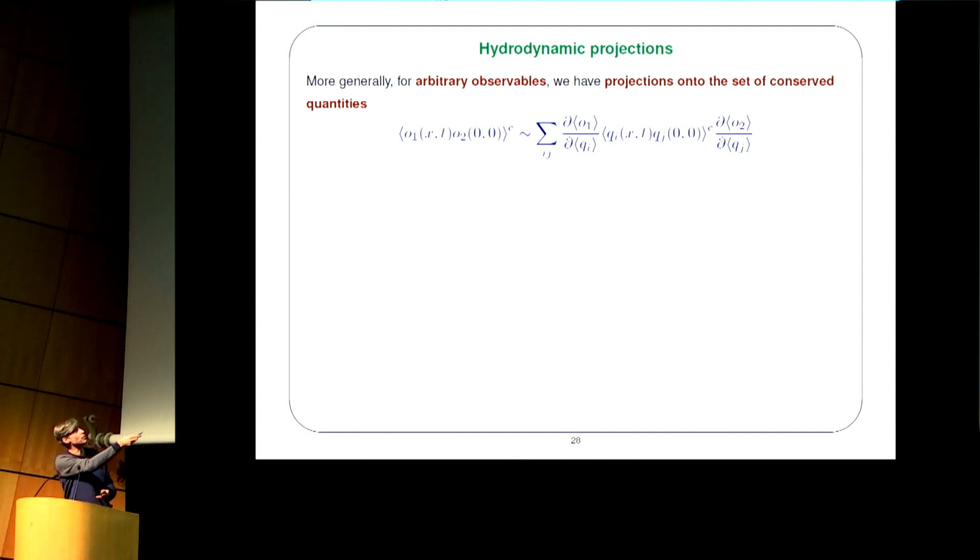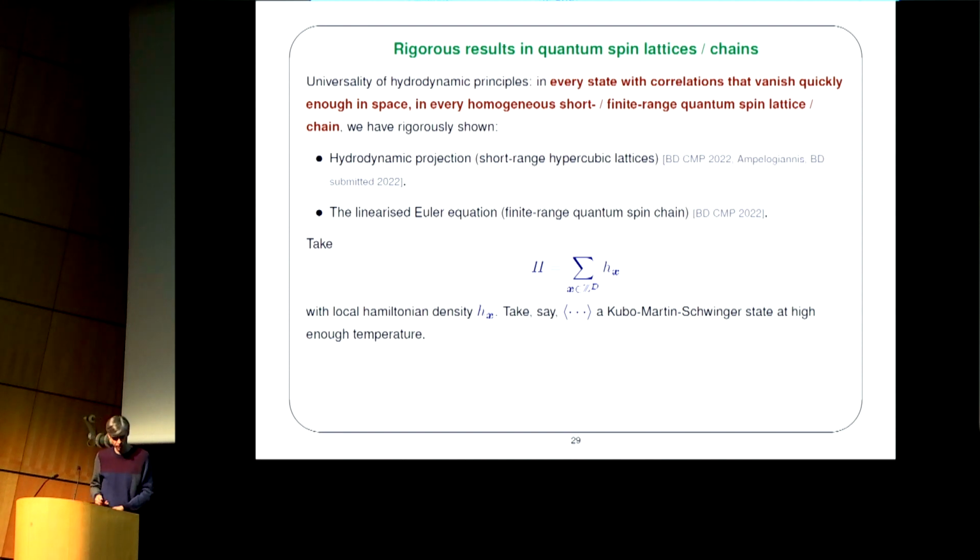So you take the derivative of its average in the GGE with respect to the variation of conserved densities for O1 and O2, and then you just evaluate the two-point function of conserved densities. So again, this is another very strong prediction about correlation functions of arbitrary local observables in GGE and thermal states, coming from hydrodynamics. You can make that quite explicit. So these are, of course, predictions. They're hard to solve in general. All this hydrodynamics involves local entropy maximization and all that, which are hard to prove.